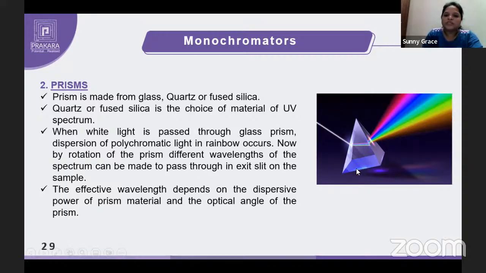Now what happens here is, if you see this prism, this is a refractive prism. In the prism also we have two types of prisms, refractive and reflective. Coming to the refractive prism, this is how it acts.